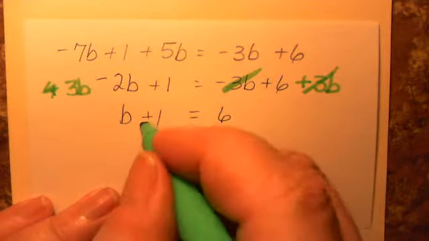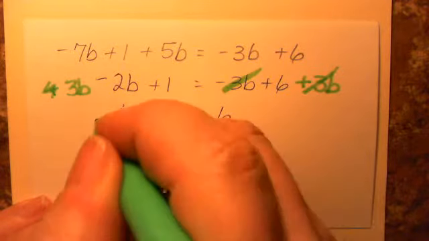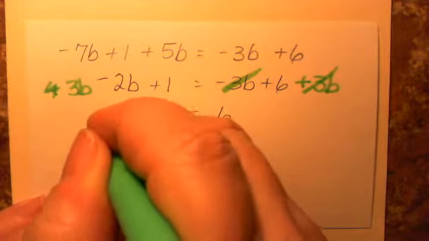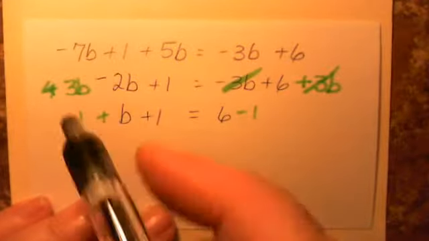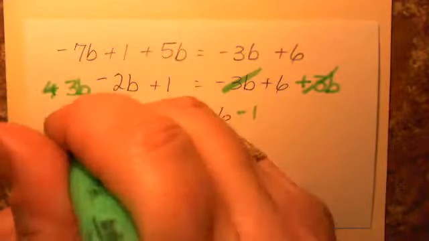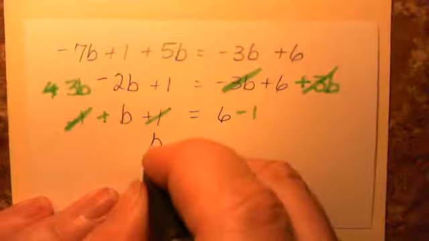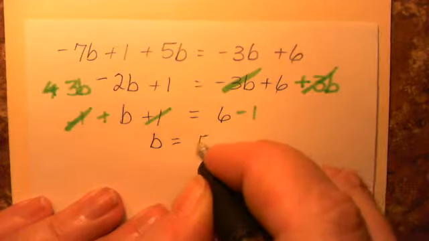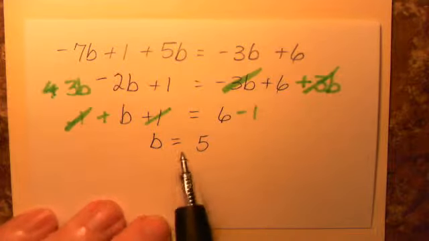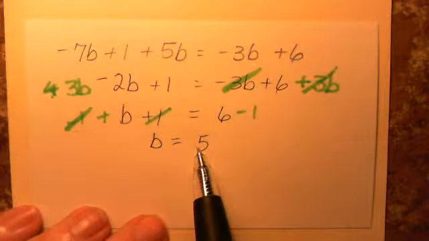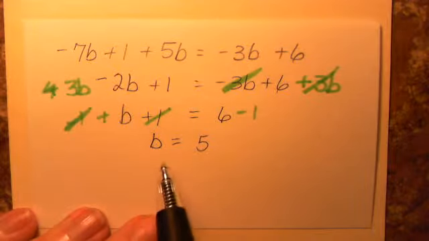Now we can use the addition principle again to subtract 1 from both sides. That's the same thing as adding a negative 1 or subtracting 1. That zeroes out all but the b on this side. And subtracting here gives us 5. And remember that this is a good solution if when you take it back to the original, it checks. Okay.